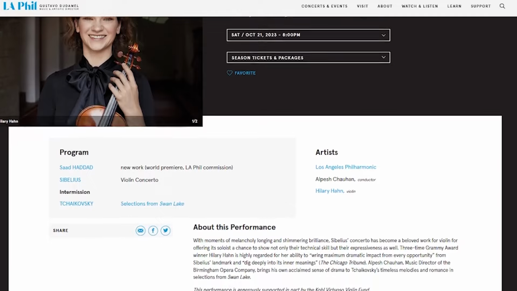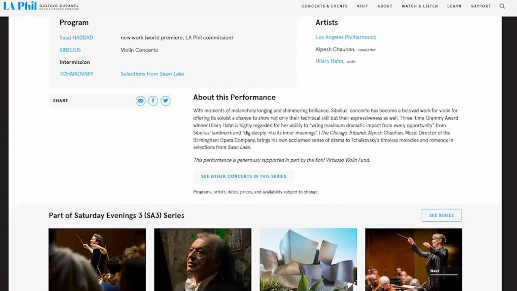So I'm writing this piece for the LA Phil now. On that concert, they're going to play Hilary Hahn's Sibelius Concerto right after mine. Most people there are going to be there for the Hilary Hahn. They're not going to be there for the Haddad. I guarantee you that. After the intermission, they're doing some excerpts from Tchaikovsky's Swan Lake, so there is a scene, and then my piece introduces that scene.